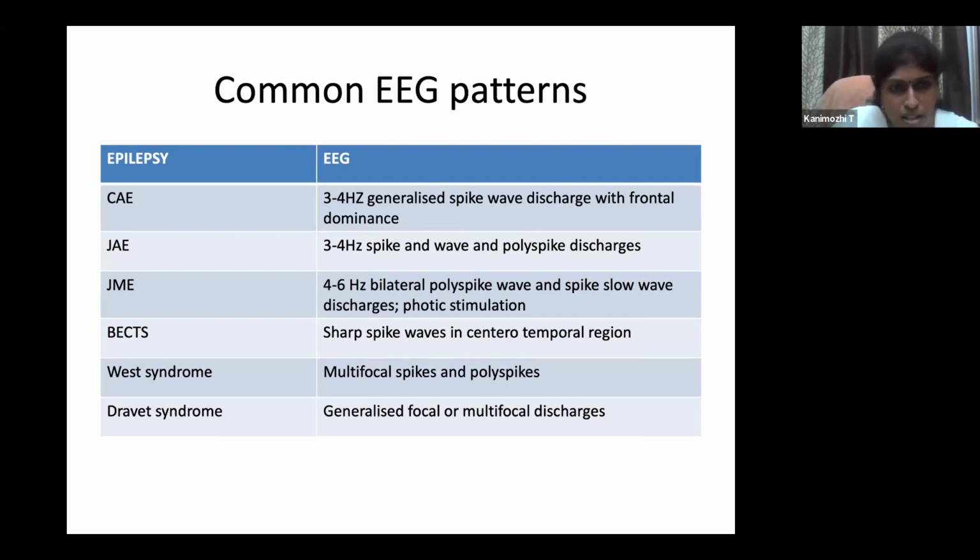Like in absence seizures, we have 3 Hertz spike and wave discharges that are typically seen. In myoclonic epilepsy, we again have bilateral spike wave and spike patterns, which can be aggravated with photic stimulation. In West syndrome, we have the hypsarrhythmia pattern, multifocal spikes and wave discharges. And in Dravet syndrome, they have different types of seizures also, so they can have generalized, focal or multifocal discharges.